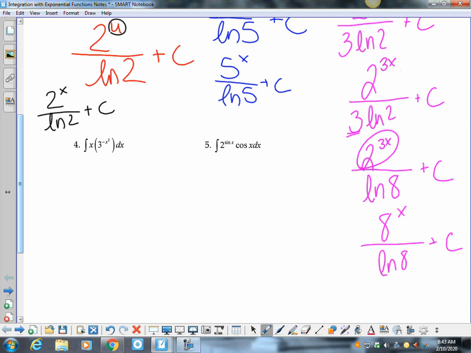Where'd that 8 come from? 2 cubed. So 2 to the 3x is the same thing as 8 to the x, because 2 cubed is 8. So they could do this. So if it's an FRQ, I'll take that one. But if it's multiple choice, just know that they could go any level of that they want to.